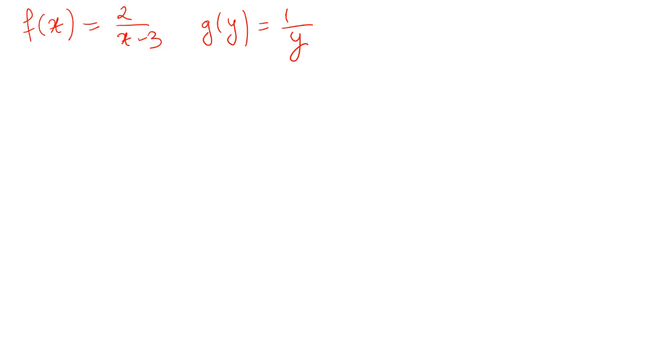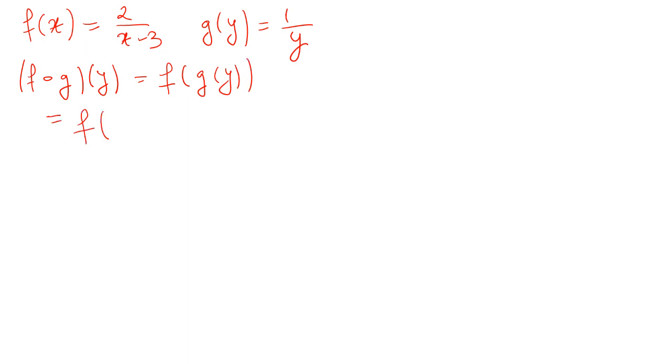First, we are asked to calculate f composed with g of y, which is f applied to g applied to y, which is also equal to f of, and now we have to replace g of y with its algebraic expression, 1 over y.